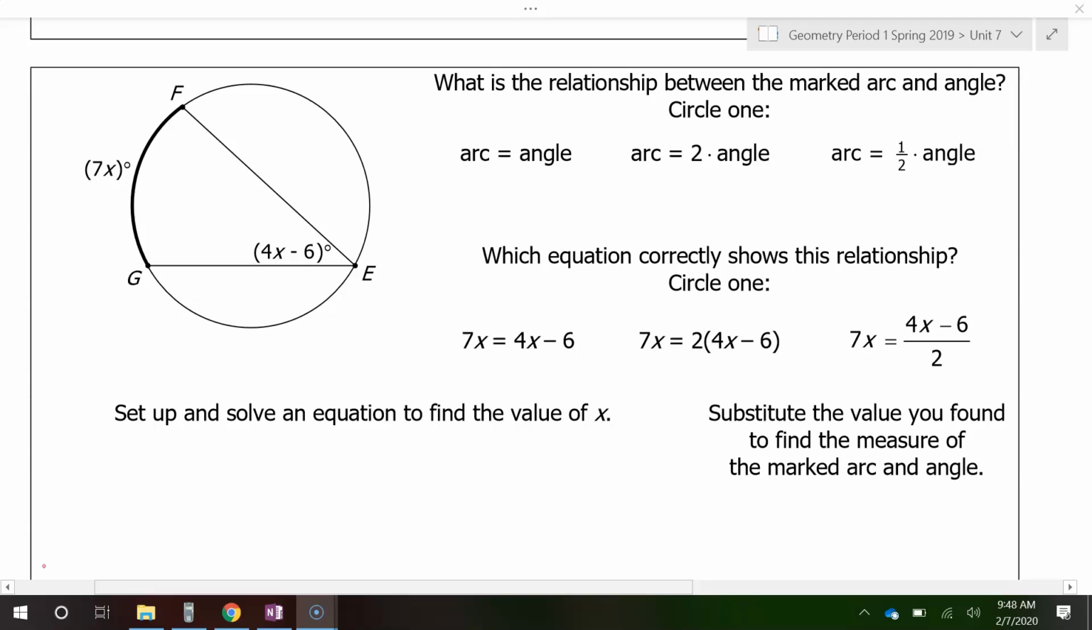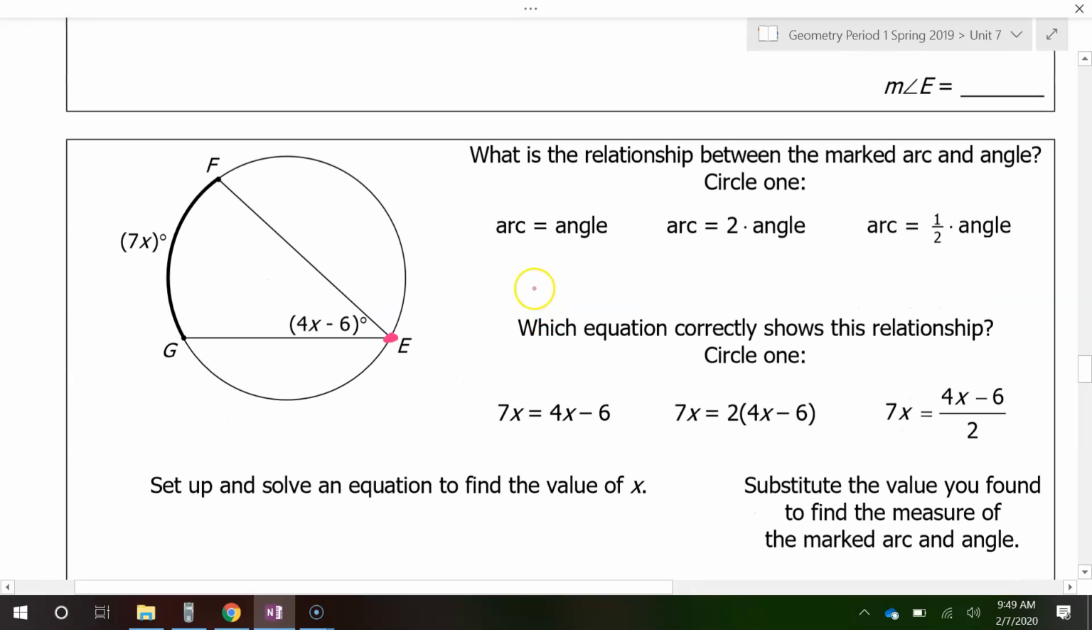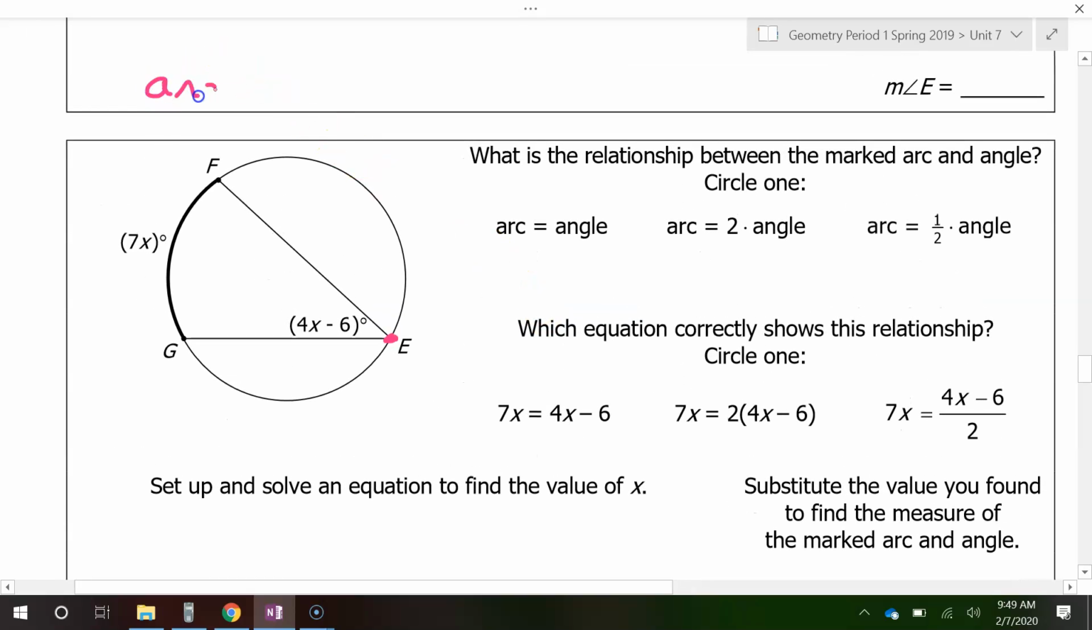So in this problem, first we have to decide which formula applies. Okay, so Rachel, did you have a guess on this? Yes, okay. This angle is on the circle, which means it's the one where, well, normally we write everything in terms of angle, right? So we usually will say angle is equal to 1/2 the arc. Okay, that's what we're used to.